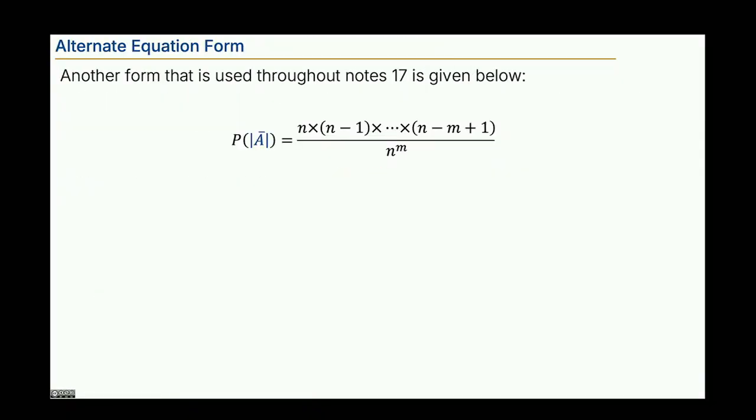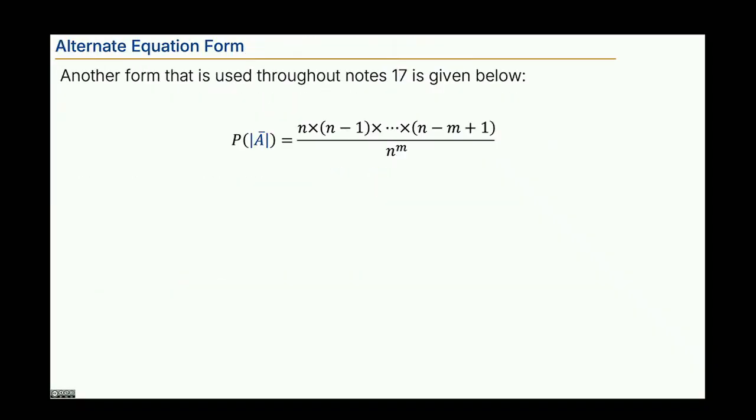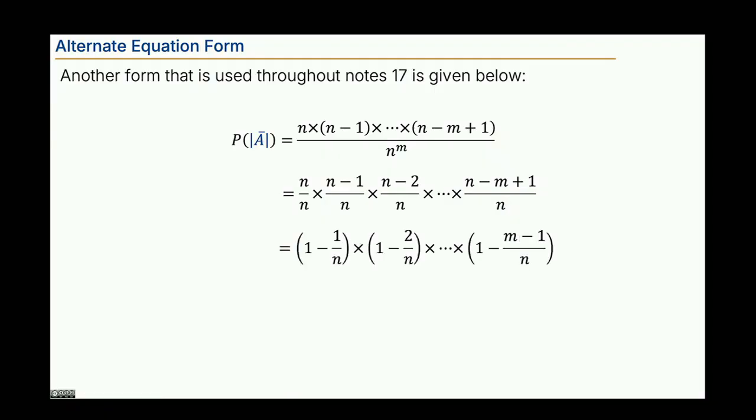Another form that's used in note 17 is slightly different. So that's just the expression we just showed in a previous lecture. We could rewrite this by separating out all these different terms. So n over n times n minus 1 over n and so forth. There's m of these things. So you could write it that way, and then you can divide out the n's, and you can get 1 minus 1 over n times 1 minus 2 over n and so forth. Okay? So this is another way to write this whole thing, if you so choose.